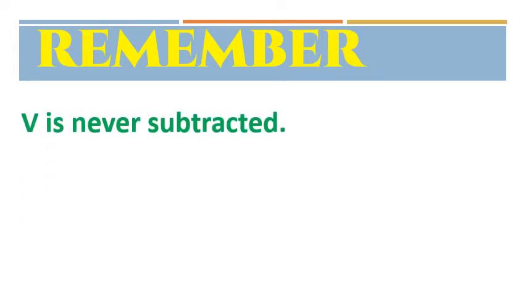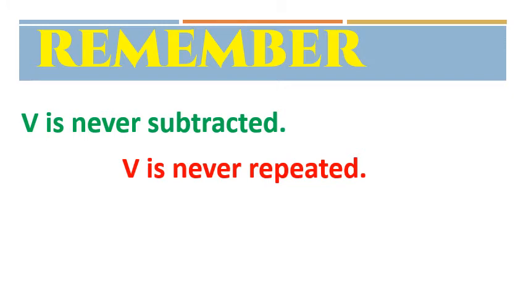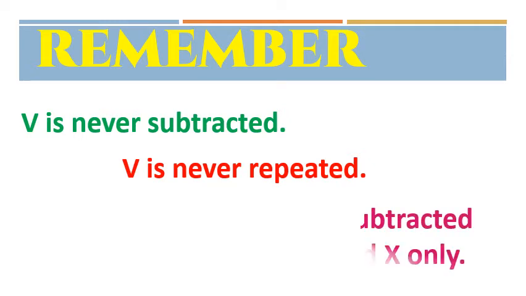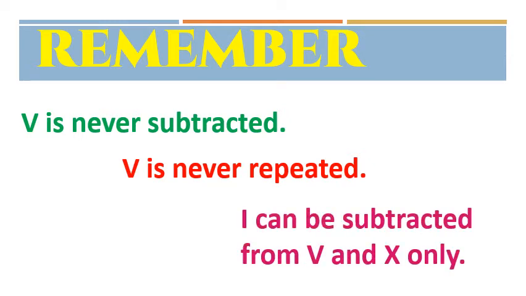My dear children, remember, V is never subtracted. In Roman numbers, we can never subtract V. V is never repeated also. We can never repeat V. I can be subtracted from V and X only. So just keep it in your mind that we can never subtract or repeat V. And I can be subtracted from V and X only.